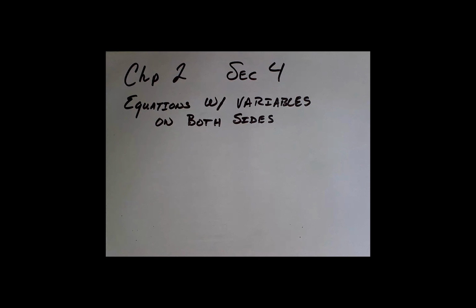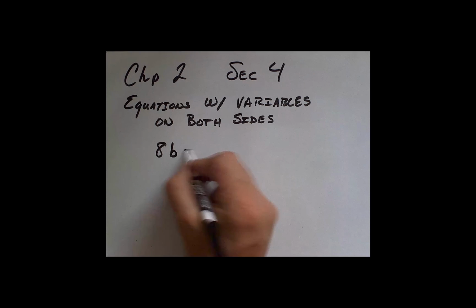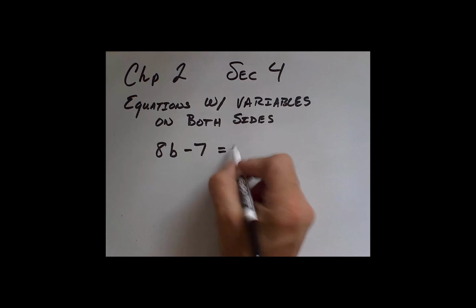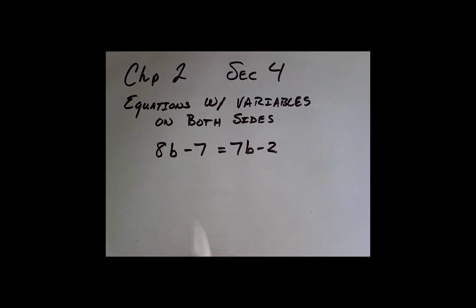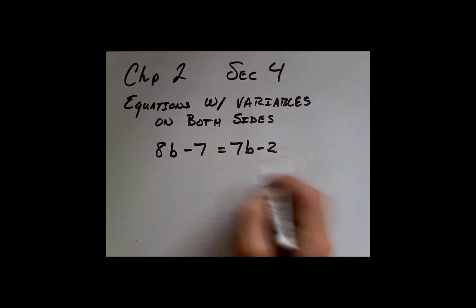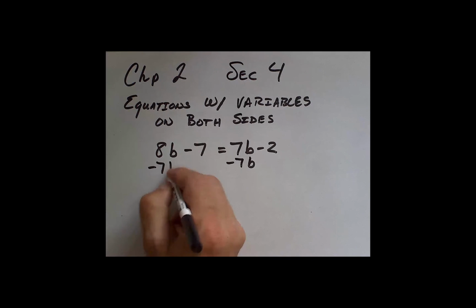Let's take a look at, let's say, this equation. 8b minus 7 equals 7b minus 2. This time my variables are b's. I got a b here and a b here. All right? So I'm going to try and get my b's together and my constants together. So let's see what we have to do. I got an 8b here and I got a 7b here, so I'm going to bring my 7b over here. So I'm going to subtract the 7b here, and I'll subtract the 7b here.